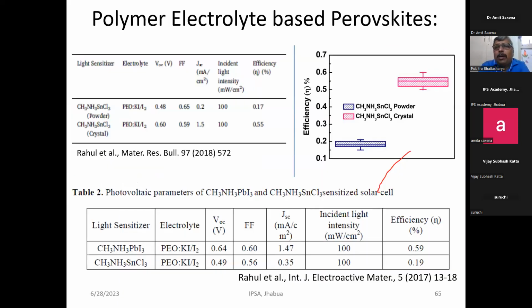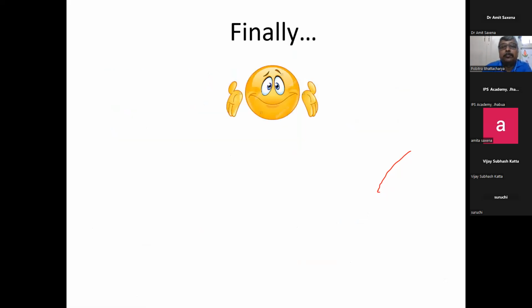Just touching on perovskites, we also try to fabricate perovskite-based solar cells using polymer electrolytes. Yes, we can, and the efficiency is there. But the common problem of perovskites, their stability in open atmosphere, that remains the trouble. Otherwise, if you use polymer electrolyte, the efficiency is pretty good. If we can maintain the sensitizer, the perovskite structure as such, then the efficiency will be quite high.